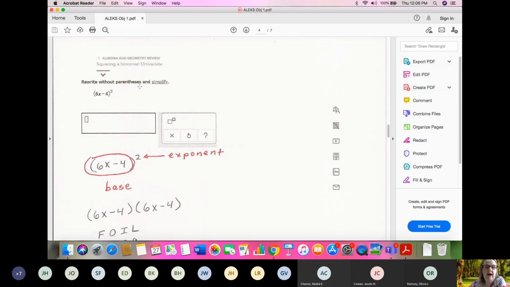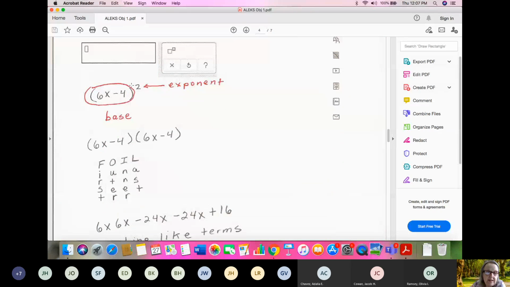Rewrite without parentheses and simplify. So this 6x minus 4 is the base. It's the base of this exponent 2. This exponent of 2 sits up from the base, and it tells us we want 2 of the base multiplied together. So we want 2 of this base, 6x minus 4, multiplied together. We can do that by writing 6x minus 4 times 6x minus 4.